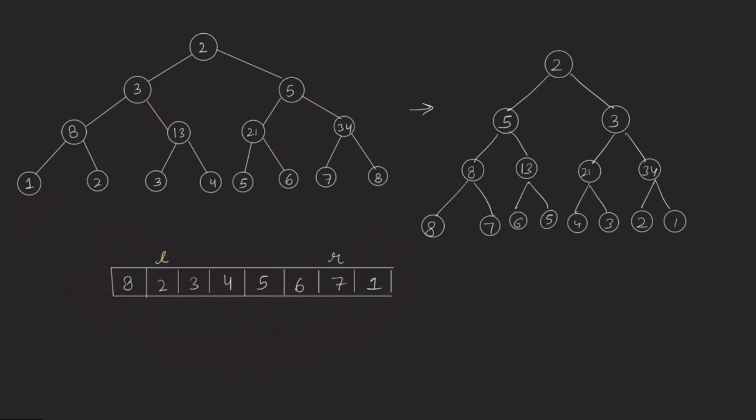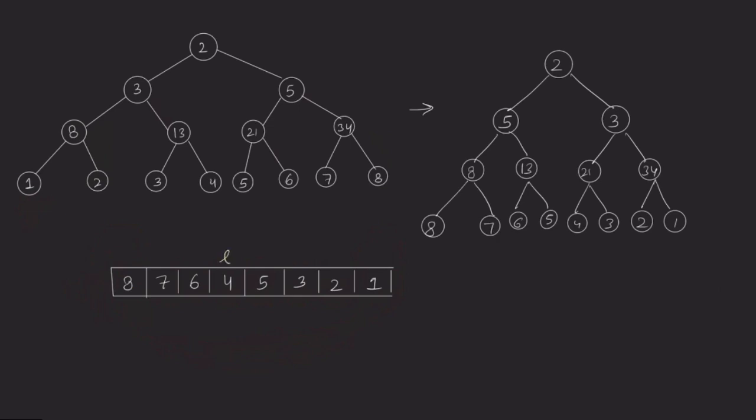Again, we will do the same thing, that we will swap these two values, right? So 7 will come here and 2 will go here. Again, we will move our left and right. So left will be moved forward by 1 and right will come towards the left by 1. Now we will swap 3 and 6. So 6 will come here, 3 will go here, right? Then we will move our left and right again.